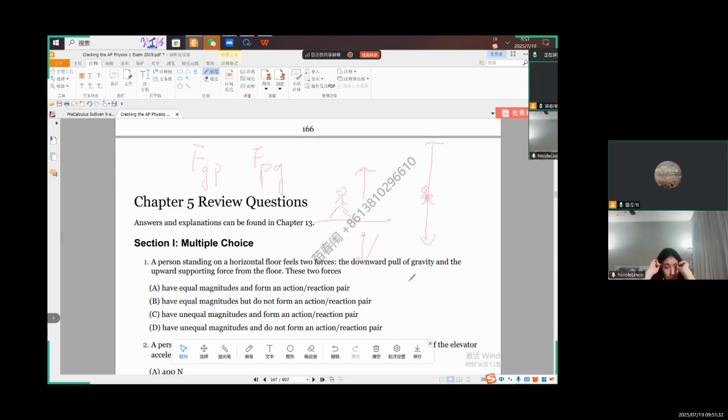So Newton's third law, you have to remember. Actually, in our time, we have to memorize this: that they are the same magnitude and in opposite direction, but also act on different objects. When you act on the same object, it's not Newton's third law. Okay. I think that could be it. Okay.